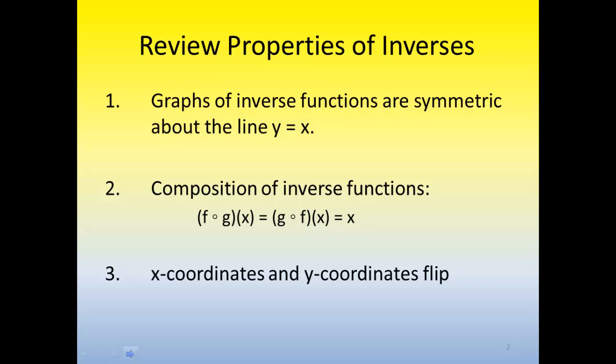The first one is the symmetry about the line y equals x, so you have that nice mirror image. Then you have the composition of inverse functions. So when you do f of g of x or g of f of x, either way they collapse down to x, which is your line of symmetry. And then the last characteristic is having x and y coordinates that flip position. And so in this video we're going to be focusing on that characteristic there.